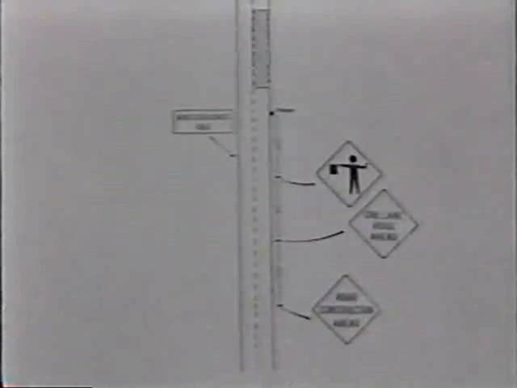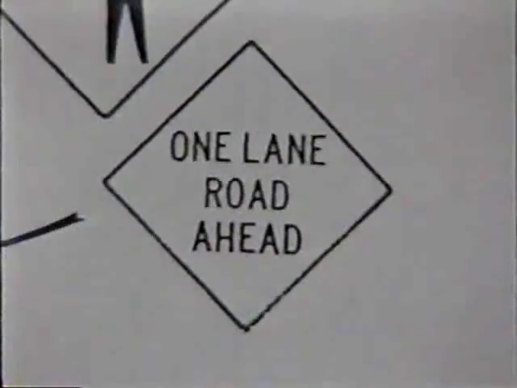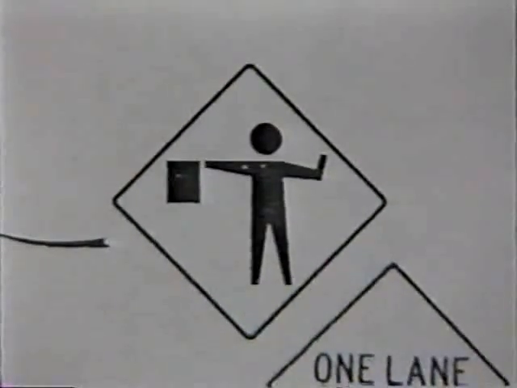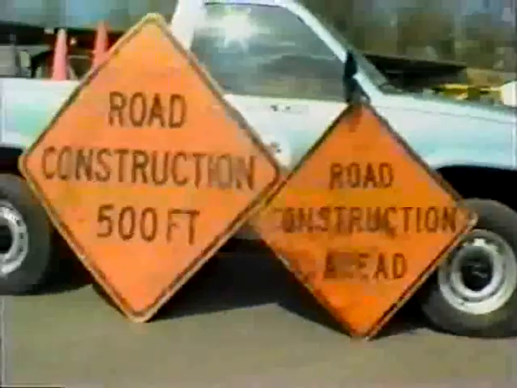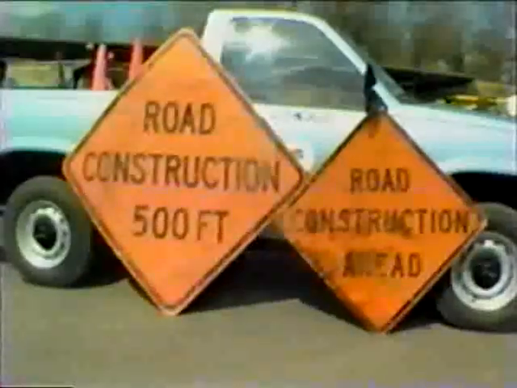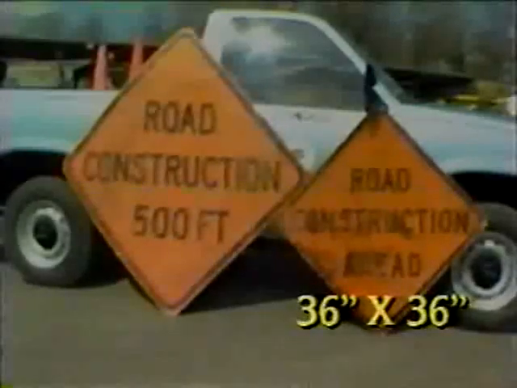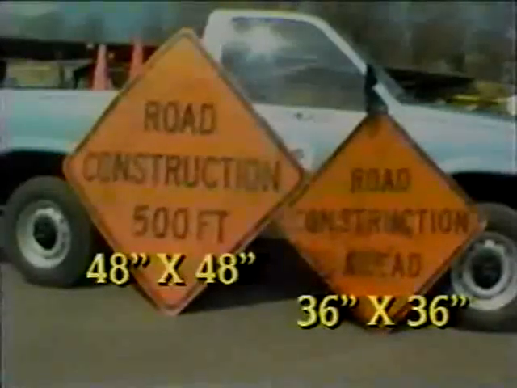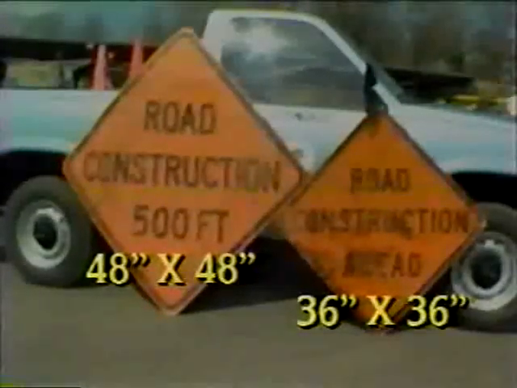Use a series of 3 warning signs on both ends of the work area. Place them in sequential order, beginning with Road Construction Ahead sign, then the 1-lane road ahead sign, and lastly, the Flagman Ahead sign. The warning signs are orange and reflectorized. The minimum size of these signs is 36 by 36 inches for a speed limit less than 45 miles per hour. For speed limits greater than 45 miles per hour, the minimum size is 48 by 48 inches.